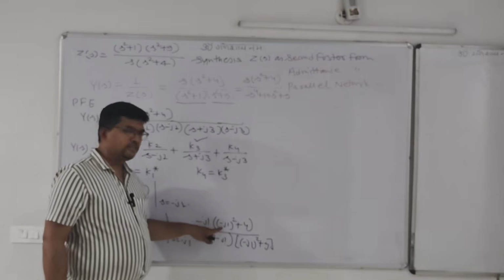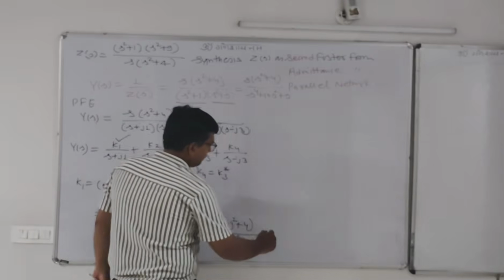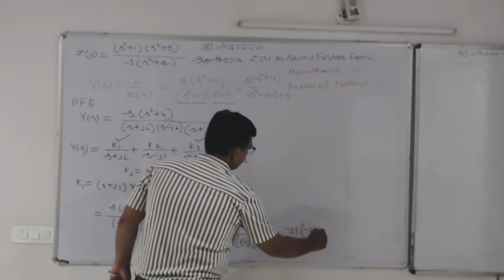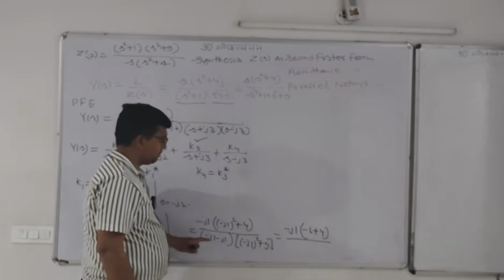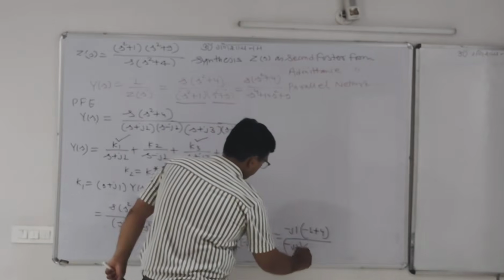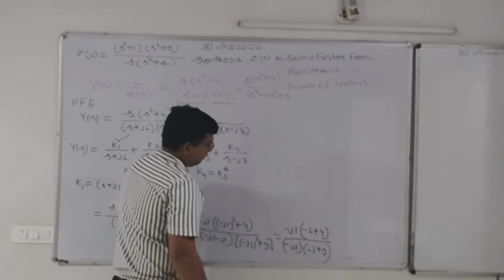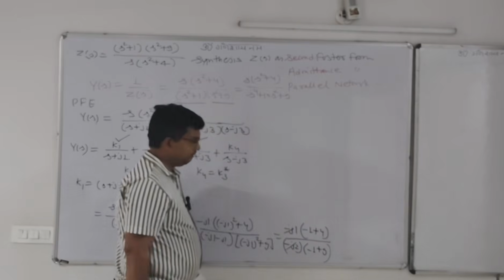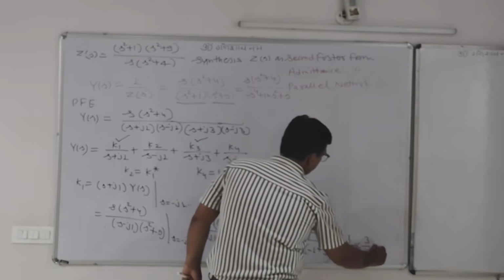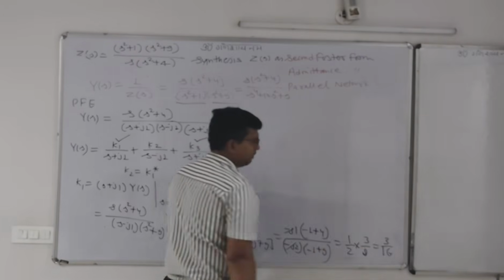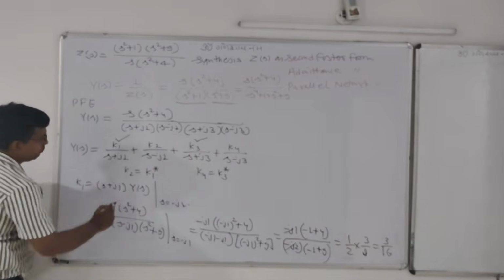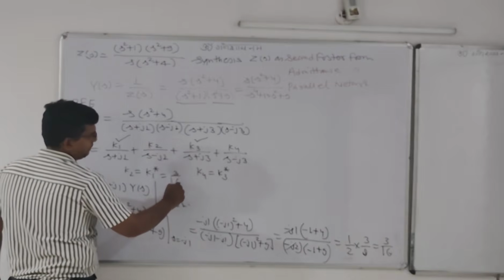Now (minus j1) whole square is a plus 1 but j square is minus 1. So this term becomes minus j1 into (minus 1 plus 4), divided by minus j2 into (minus 1 plus 9). Now minus j and minus j cancel out. So this becomes 1 by 2 into 3 by 8, which is 3 upon 16. So we get K1 as 3 upon 16. What will be K2? K2 will also be 3 upon 16.